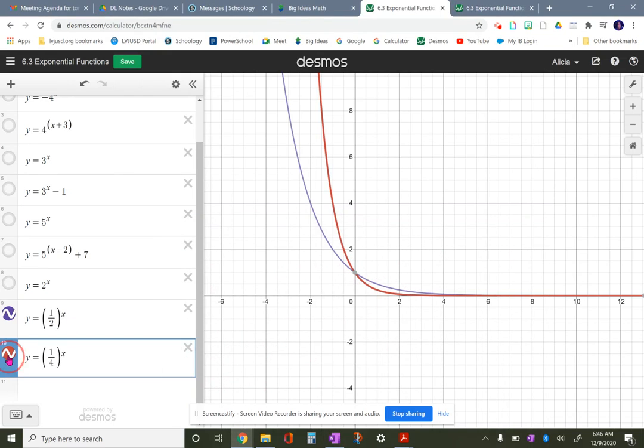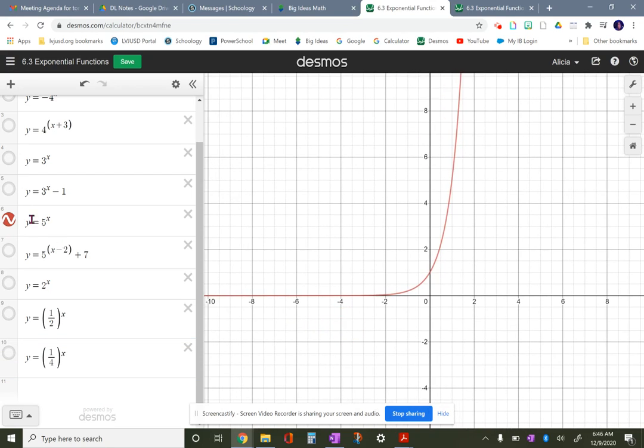So we can also do combination transformations, taking an original like y equals 5 to the x and doing a bunch of stuff to it. I'm going to move it to the right because the h is 2. I'm then going to move it up 7.